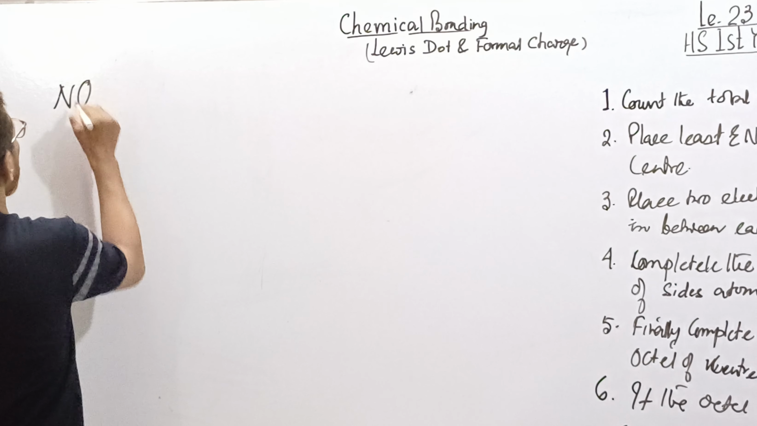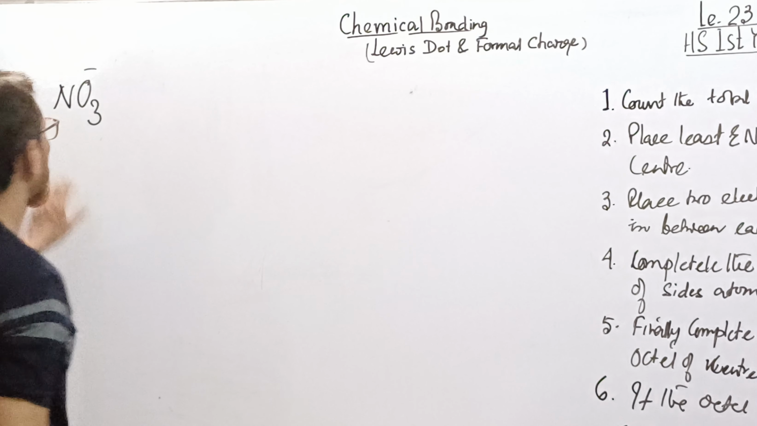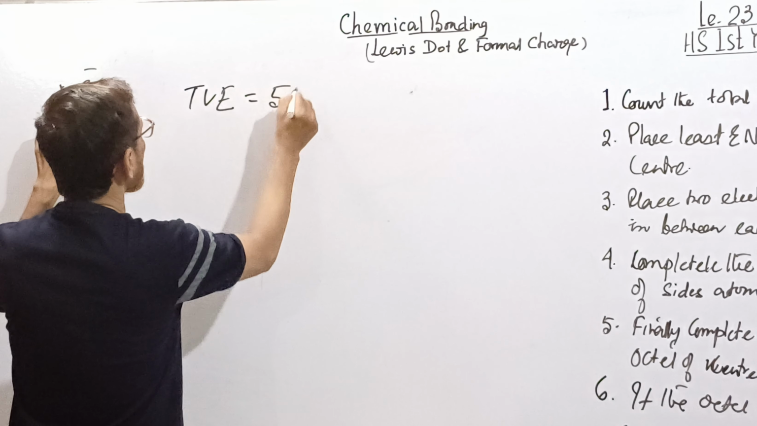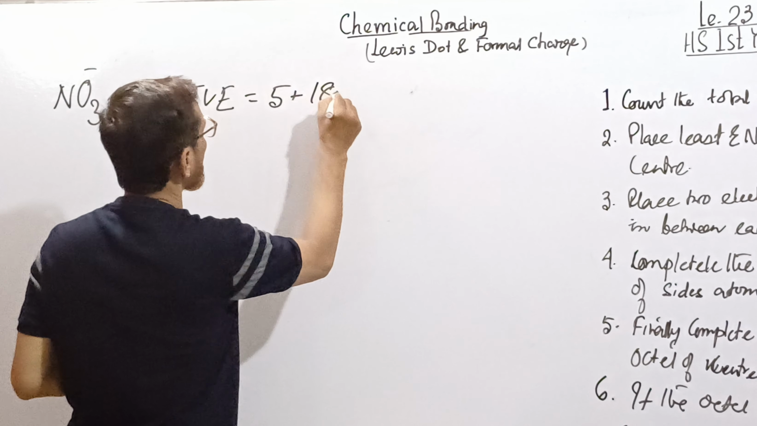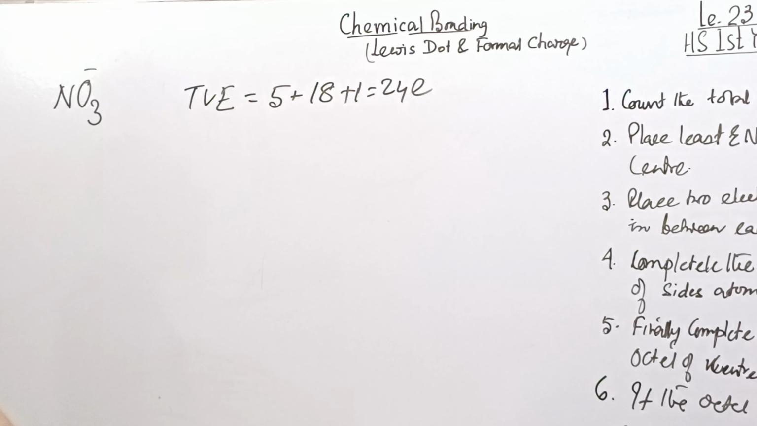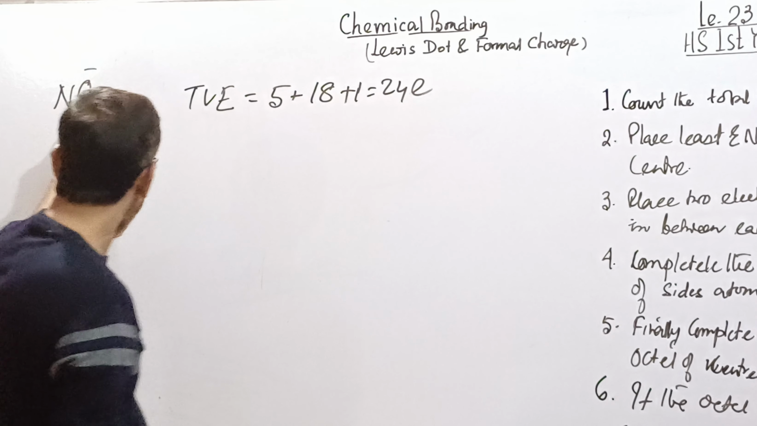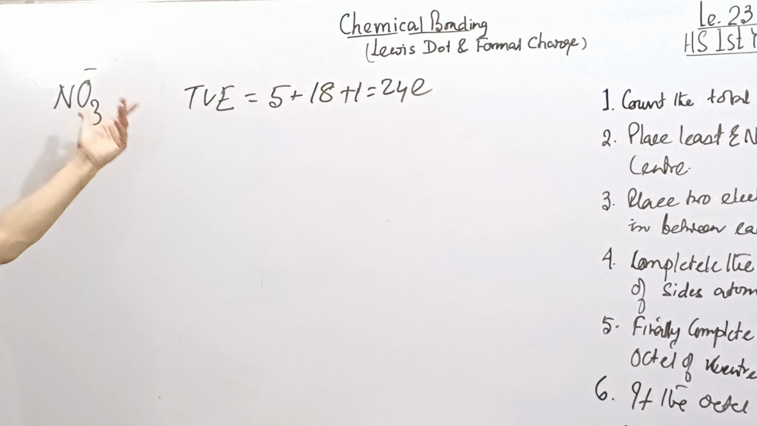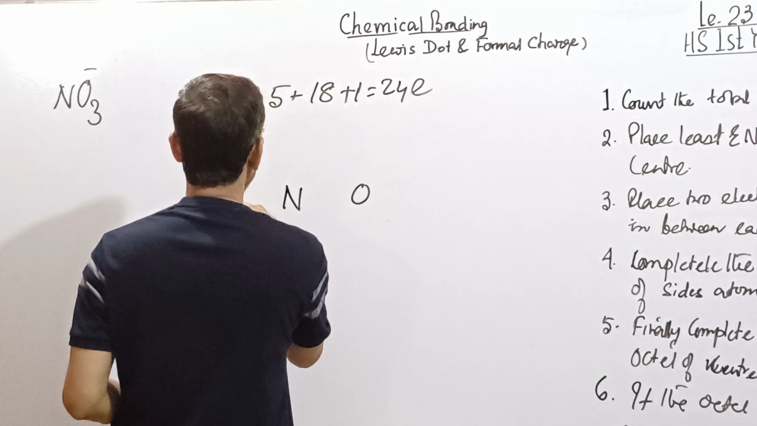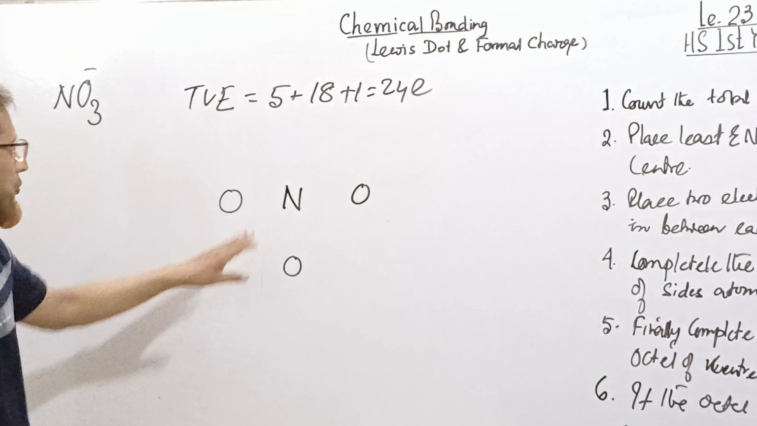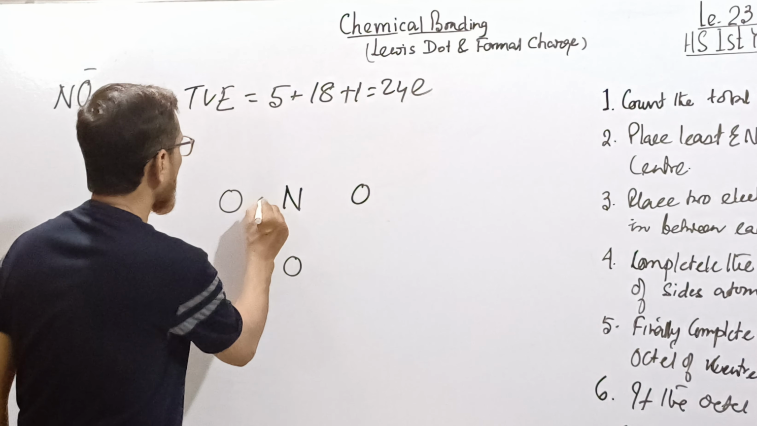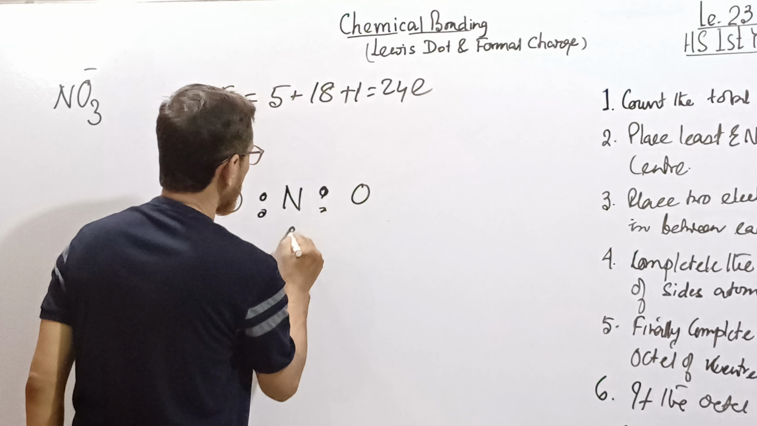Say NO3 negative. So first of all, the total valence electrons: nitrogen is equal to 5, oxygen is equal to 6, 6 into 3 is 18, 18 plus 5 is 23, plus 1 equal to 24 valence electrons in NO3 negative. So let us place the least number of atoms, the least number of atom is nitrogen, in the middle, so N, and oxygens in this way. So the second point is over now, we should place 2 electrons in between each atom. 1, 2, 3.